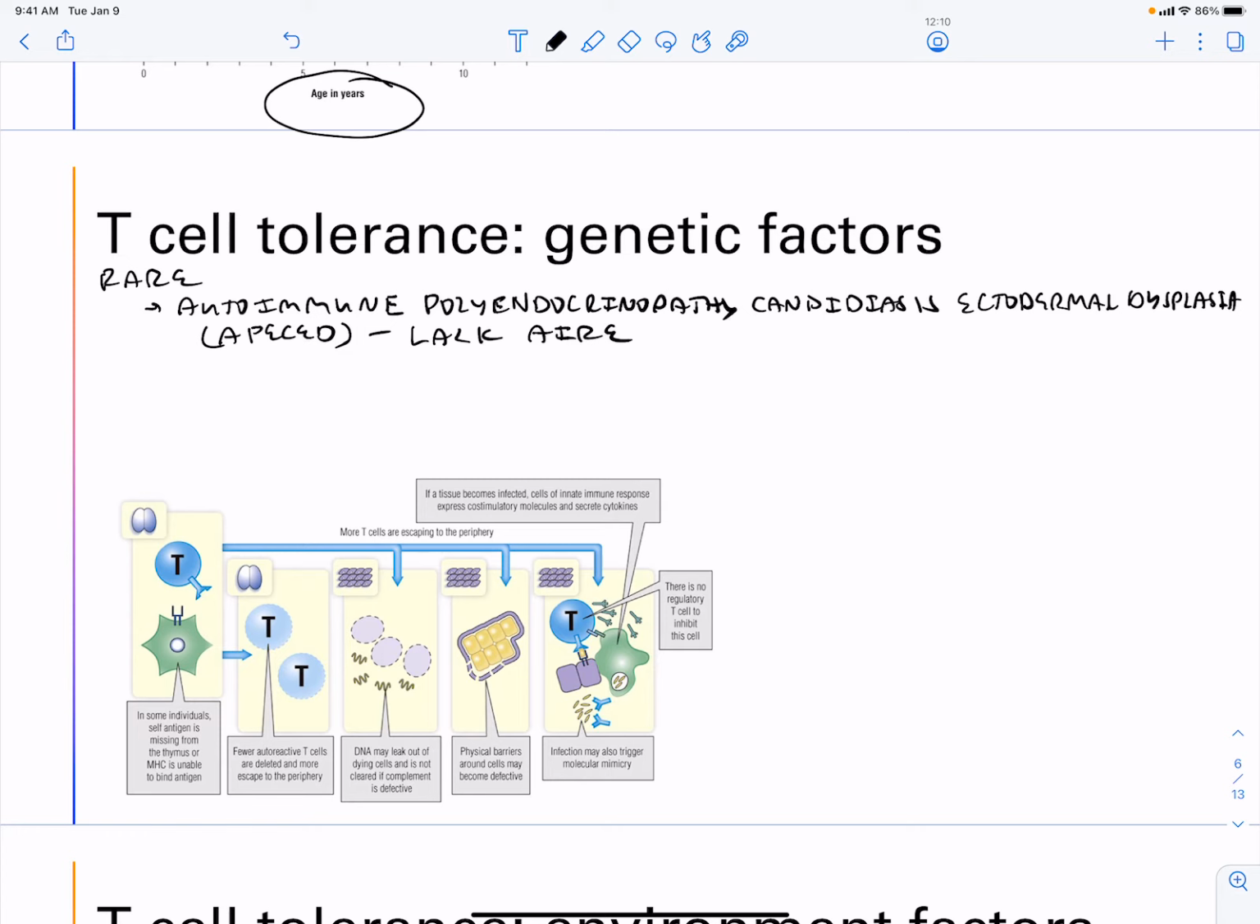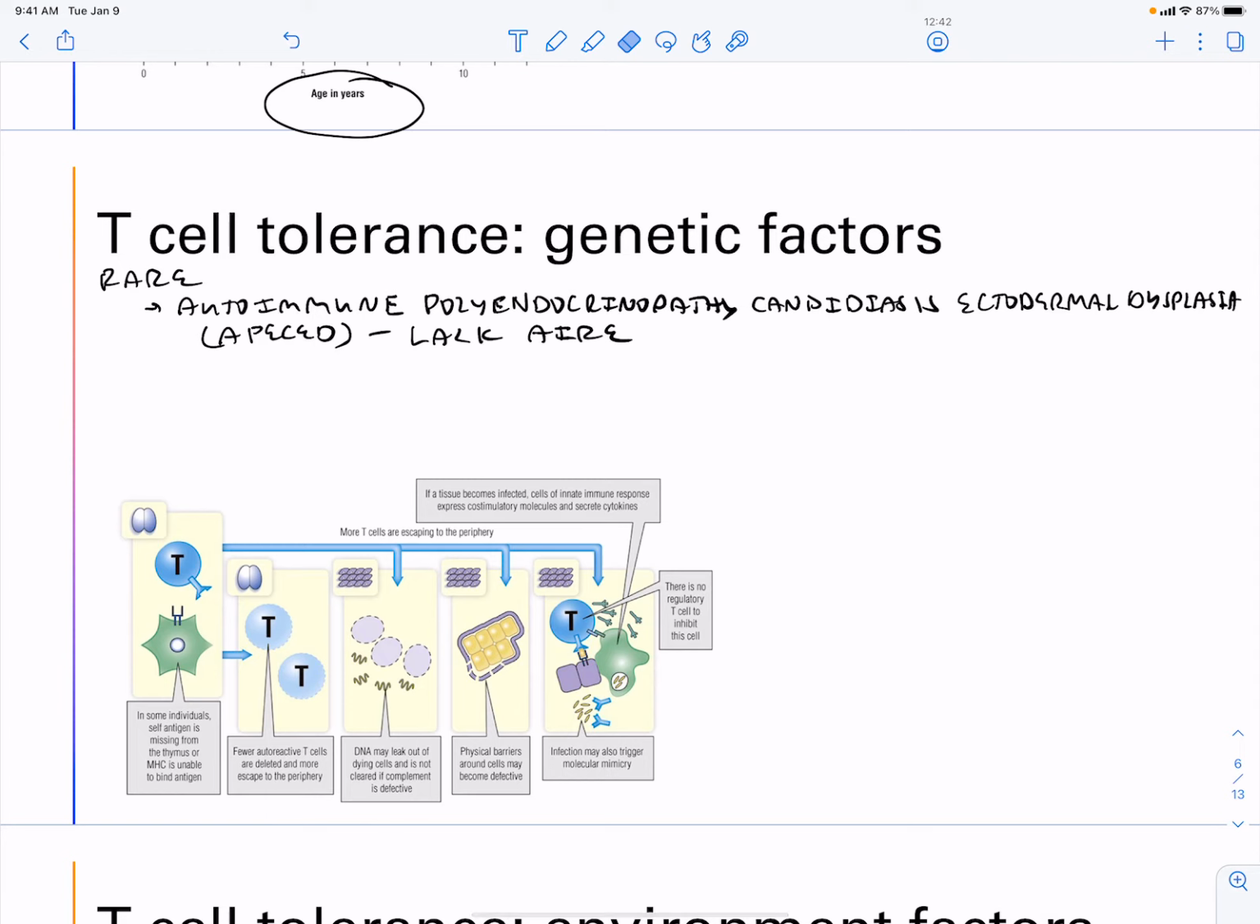Now, AIRE is autoimmune response elements, and this is the gene that gets turned on in the medulla of the thymus to create that nice snapshot of your body. And so this is caused by gene mutations in the AIRE gene. It's going to lead to a very widespread type of autoimmunity, and it leads to the inability to control Candida infections, which is going to present typically with oral thrush.